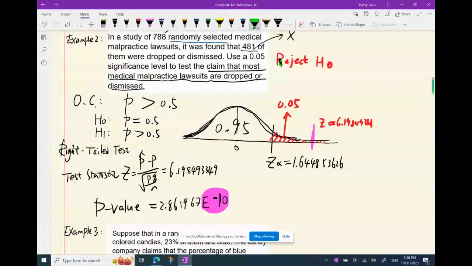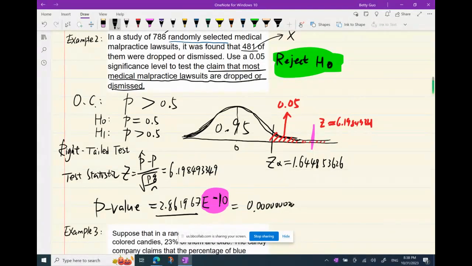I'm going to highlight this one, reject the null. Well, if you use the p-value method, be very careful. Do not just look at 2.86 and enter 2.86. It has e to the power of -10, so this value is 0.000000000286. It's a very tiny value. You probably round it to 0.